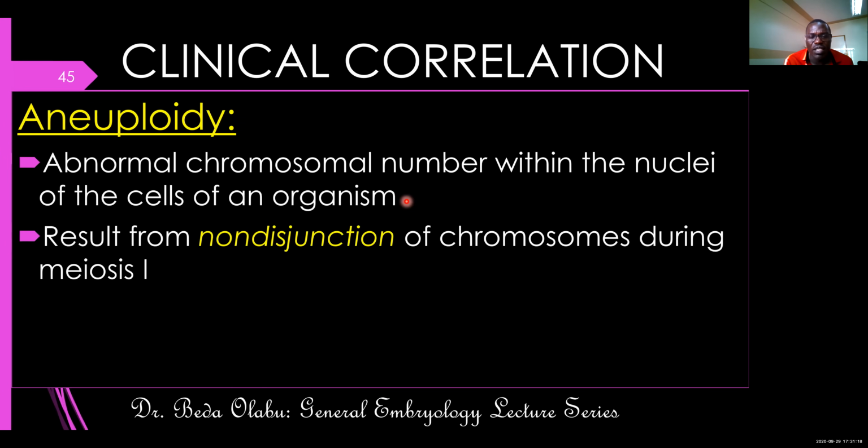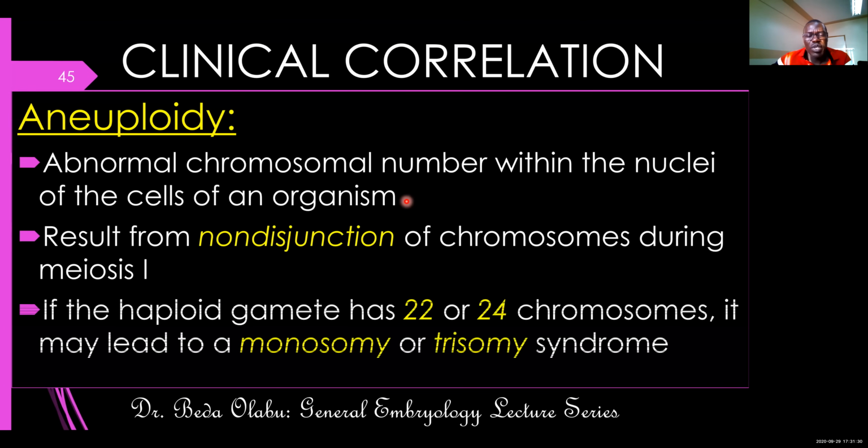If that is translated also to the cells that finally will participate in fertilization, then it means that if one gamete has 22 chromosomes in total, and that gamete fuses with a normal gamete, the resultant zygote will have 45 chromosomes, and that is what we call monosomy. I gave you examples of monosomy syndromes, and a good example is Turner syndrome, 45X0.